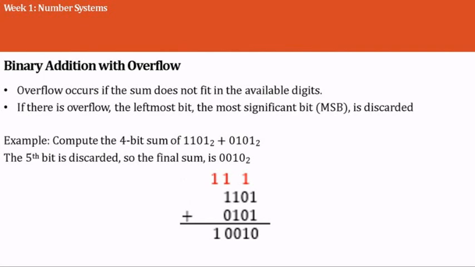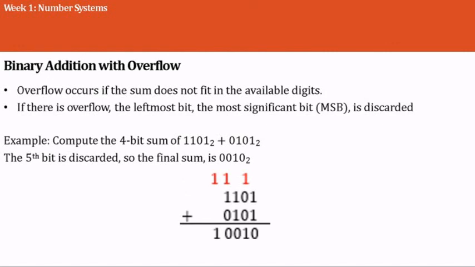So binary overflow occurs if the sum does not fit in the available digit. If there is overflow, the leftmost bit, or the most significant bit, the MSB, is discarded. So let's say we're going to compute a 4-bit sum of 1101 added with 0101. So the fifth bit is discarded. So the final sum is 0010.